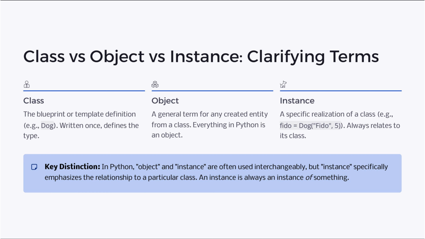A class is a blueprint, like Dog, defining a type. An object is any created entity from a class, as everything in Python is an object. An instance, such as fido = Dog("Fido", 5), is a specific realization of a class, emphasizing its relationship to that class. Instances are always instances of something.